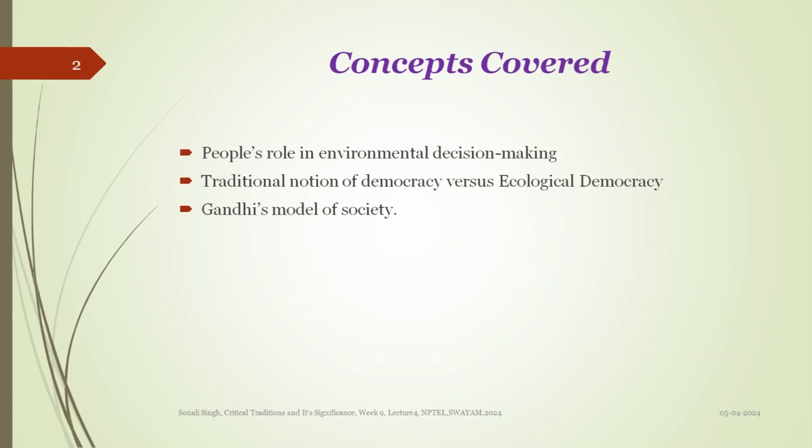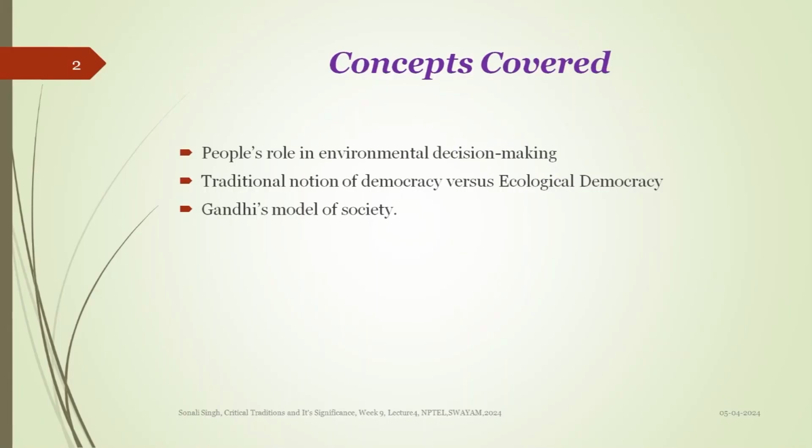We have already studied in our previous lectures how the traditional notion of democracy is different from ecological democracy. We need a new notion of democracy to understand or to establish all the structures or processes of ecological democracy. So we will study the differences further. And the third, and I think this is very important, we will study the Gandhian model of society. Though he never termed himself an ecological democrat, the model which he has given us has lots of similarities and relevance for understanding the notion of ecological democracy.